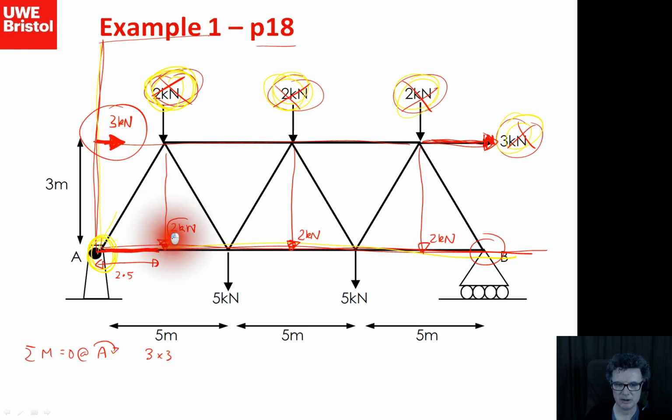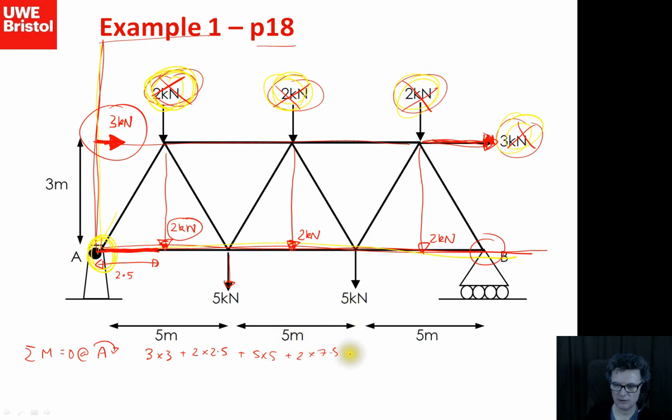Next one here is I've got 2 kilonewtons. It's a distance of 2.5, so that's going to be plus 2 times 2.5. Next one will be this one here, so that's going to be 5. And it's at a distance 5 away, so 5 times 5. This one here is going to be 2. Notice these are all positive moments. 2, distance of 7.5 away.